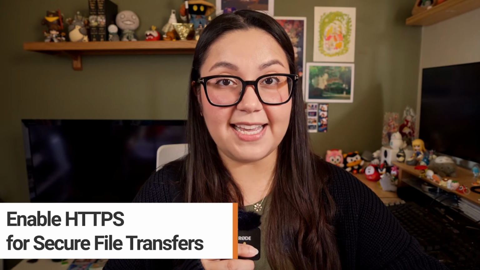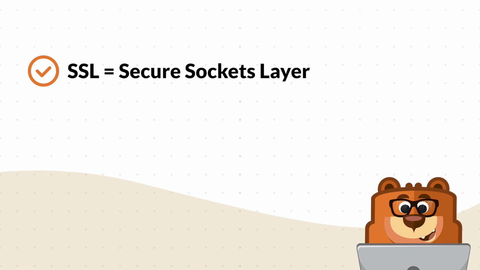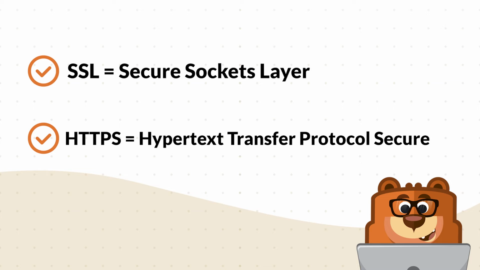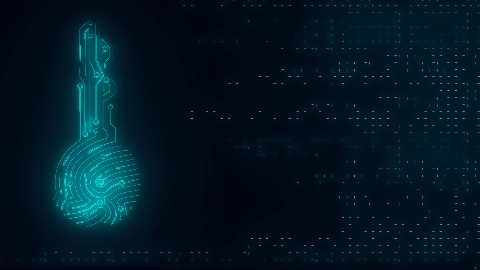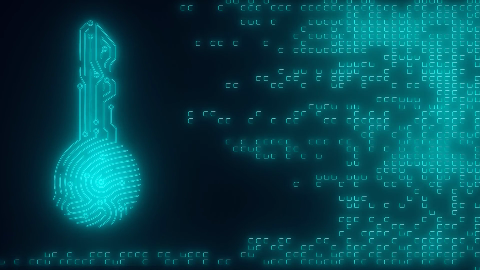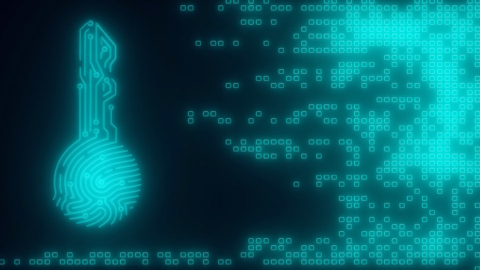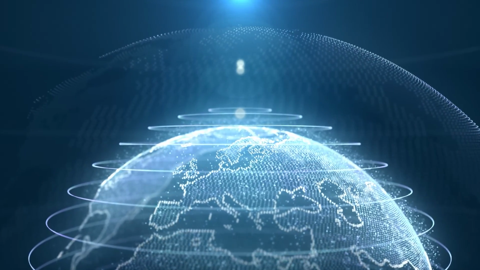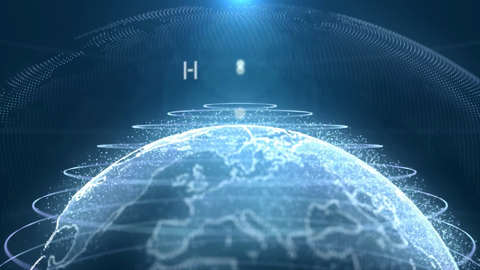Number 6 is enable HTTPS for secure file transfers. Okay, so far we've only talked about the uploaded files themselves, but now let's quickly talk about your website. You'll want to make sure that your website is using SSL HTTPS encryption to protect the uploaded files from being intercepted by attackers. SSL stands for Secure Sockets Layer, and HTTPS stands for Hypertext Transfer Protocol Secure. SSL is a security protocol that provides encryption and authentication for internet communications, mainly to secure connections between a web browser and a web server. HTTPS is the combination of SSL and HTTP.